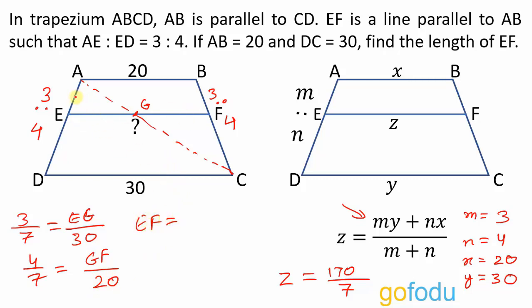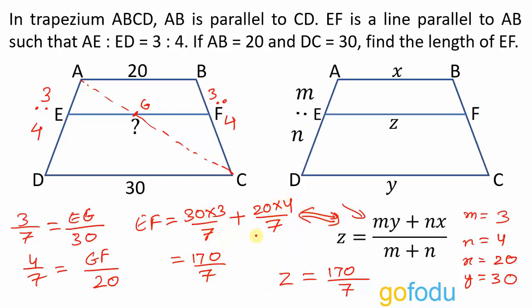EF will be EG plus GF, right? EG is 30 into 3 upon 7, plus GF, from here we can get as 20 into 4 upon 7. This will come out to be 170 upon 7 only. And you can compare these two results.